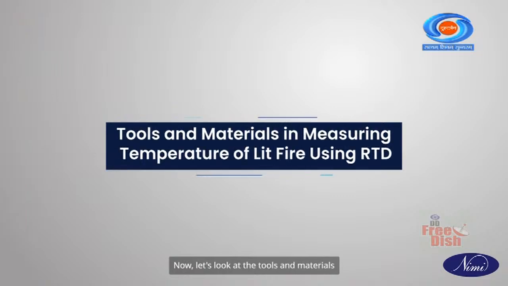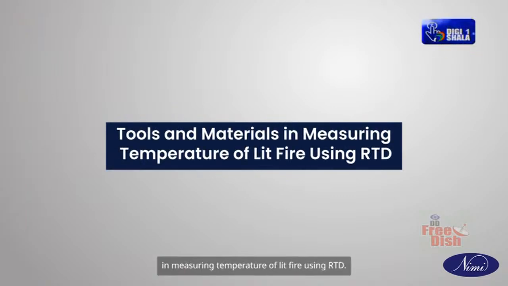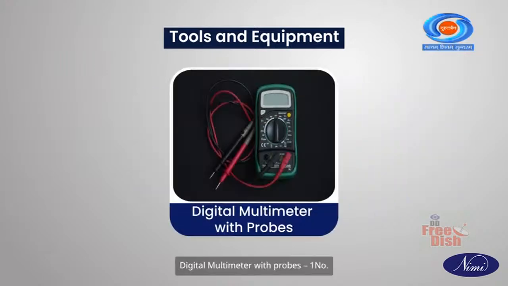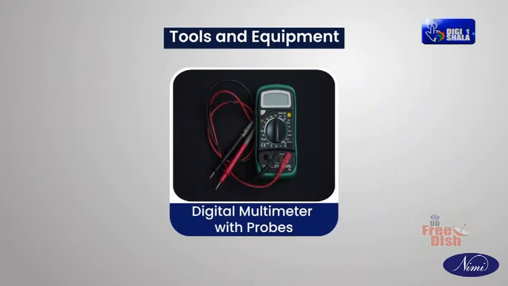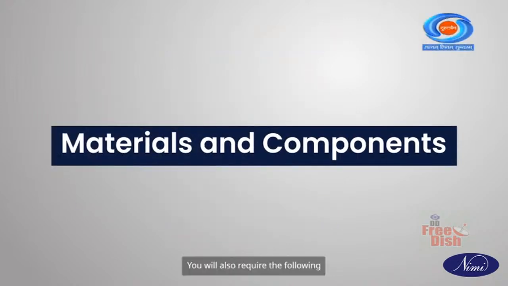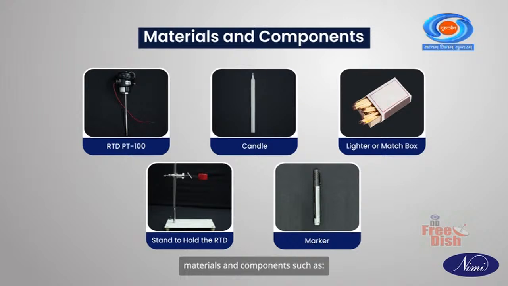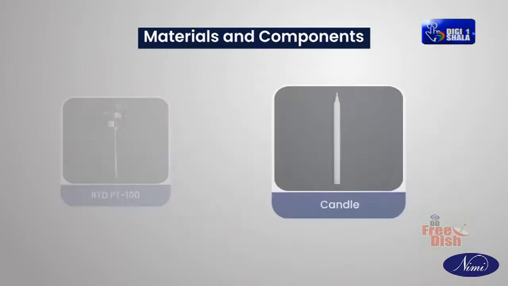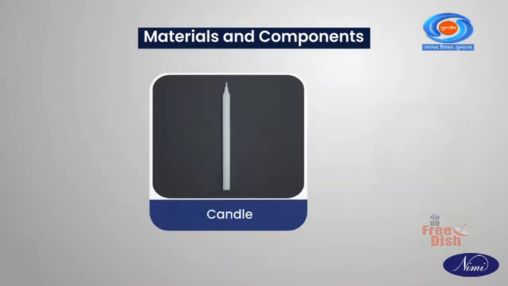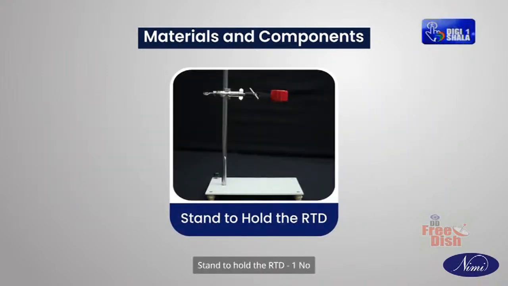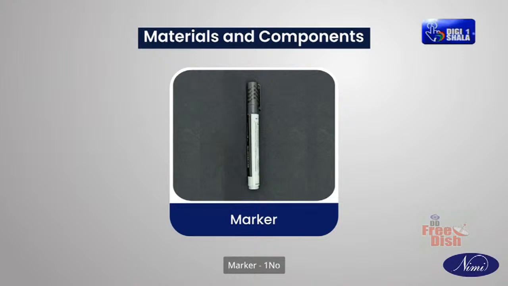Now let's look at the tools and materials in measuring temperature of lit fire using RTD. For this, you will need the following tools and equipment such as digital multimeter with probes 1 number, steel ruler 1 number. You will also require the following materials and components such as RTD PT100 1 number, candle 1 number, lighter or matchbox 1 number, stand to hold the RTD 1 number, marker 1 number.